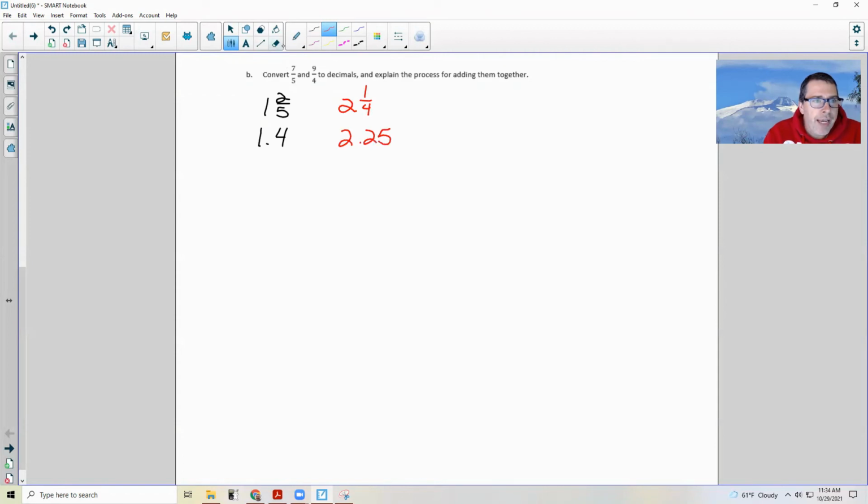2.25. So to add these, I'm just going to add a 0 here so we have the same number of decimal places. And then you just simply take the 1.40 plus 2.25 and add your hundredths position, 0 plus 5. Add your tenths position, 4 plus 2, add your ones position, and we get 3.65. Okay, and that is how you convert to decimal and add them together.